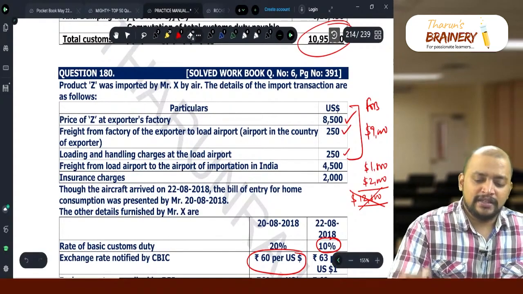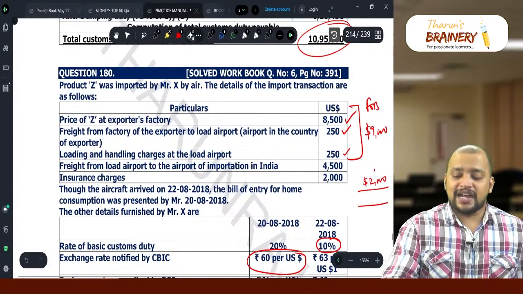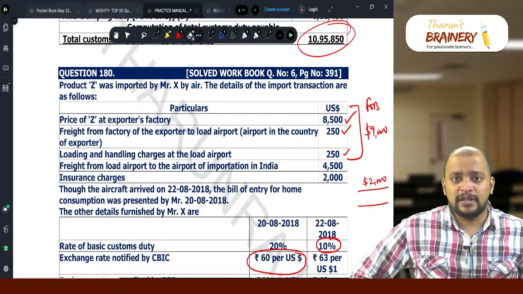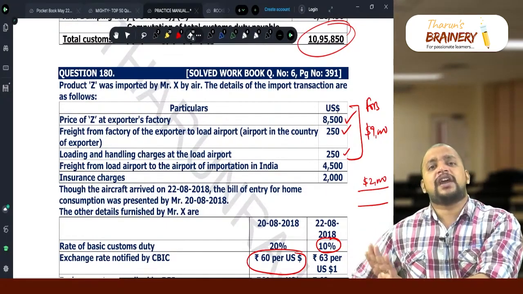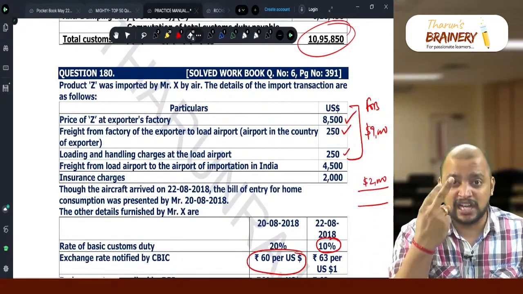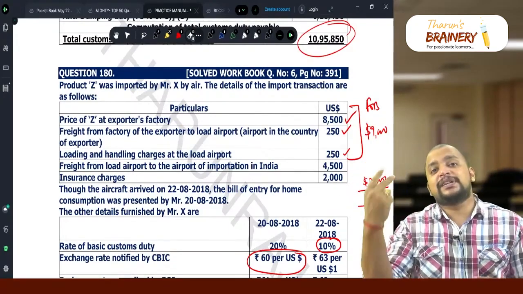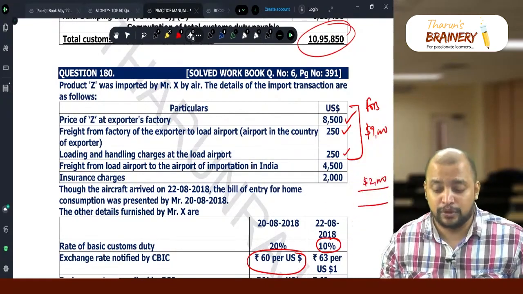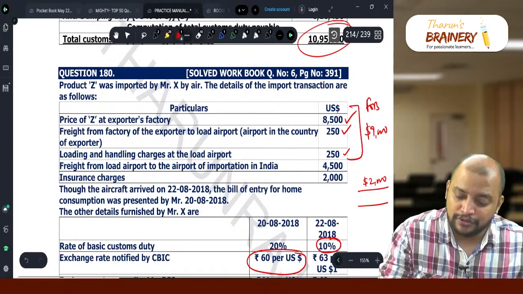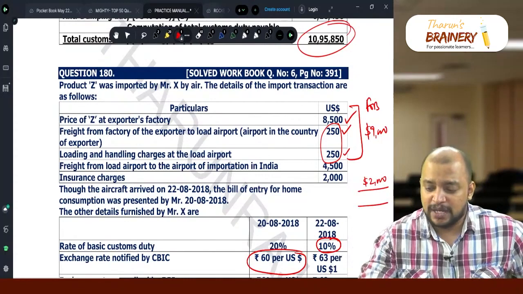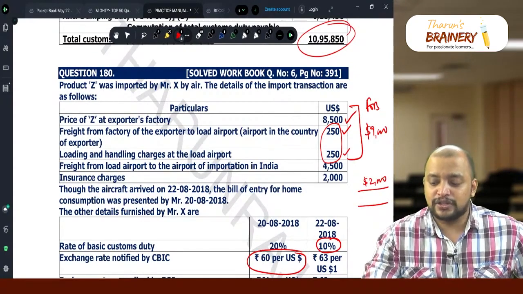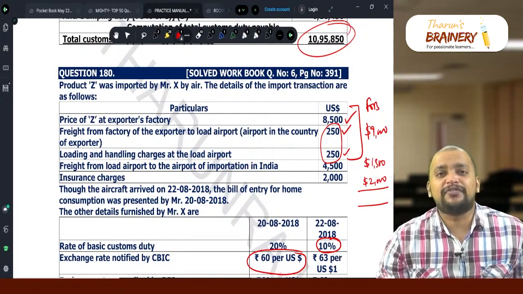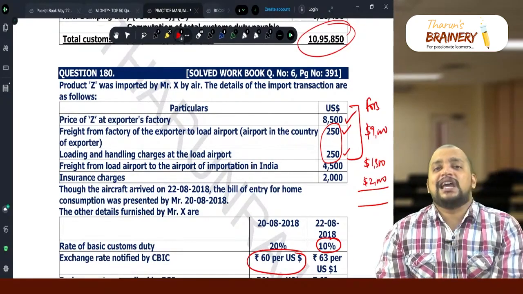Why? Because the freight includes the cost of transportation from the factory of the exporter, but the same amount is included in FOB price also. When you take 4,500, the actual, no problem. But when you take 20% of FOB, that 20% of FOB itself includes the cost of freight from the factory of the exporter to the load airport and loading charges at the airport, which means this 250 and 250 are there in the 20% of FOB. So this 1,800 minus 500, 1,300, should be taken as the freight. That is the view ICAI has taken.